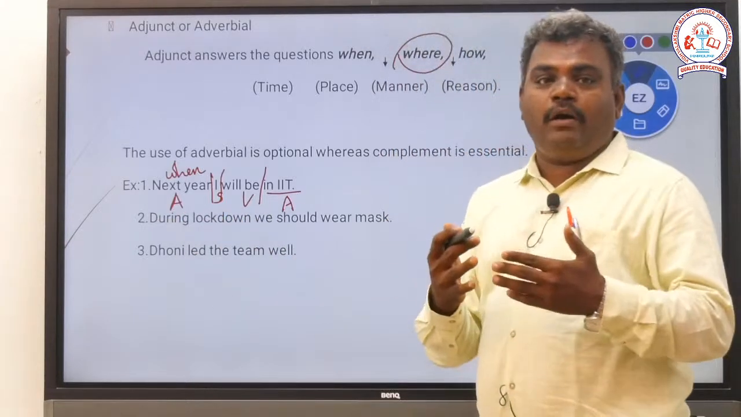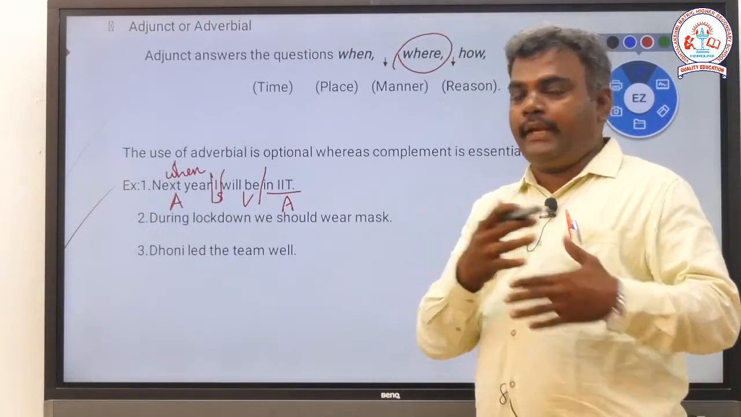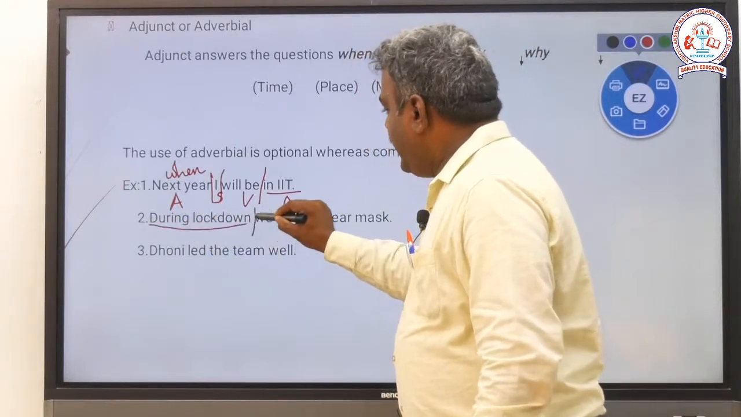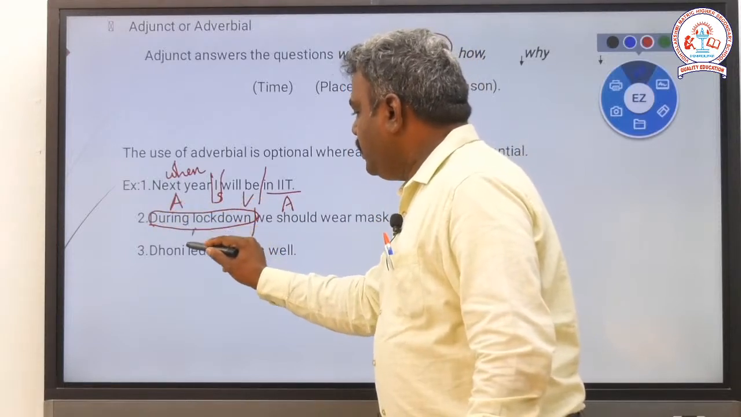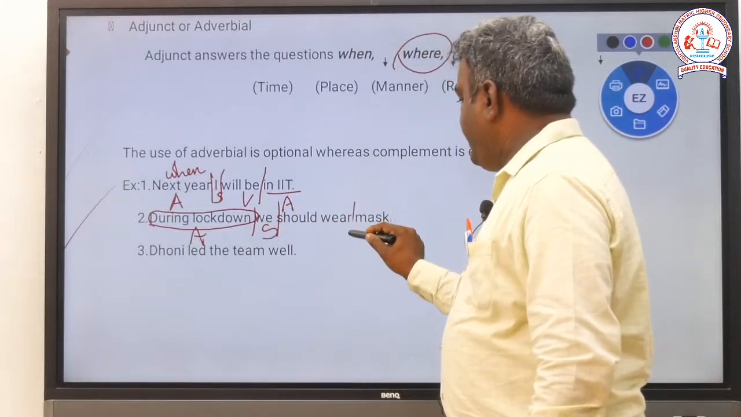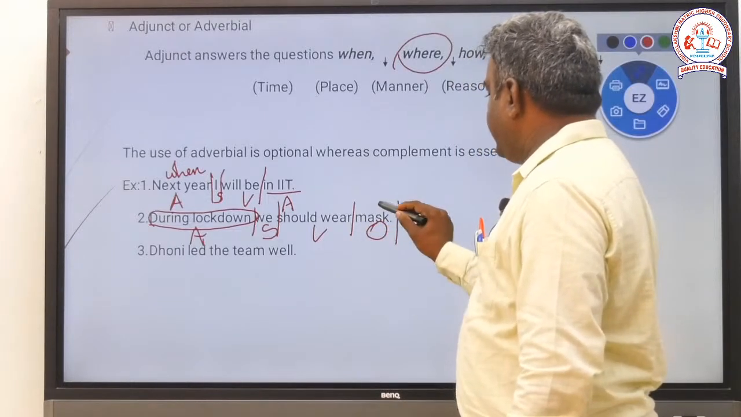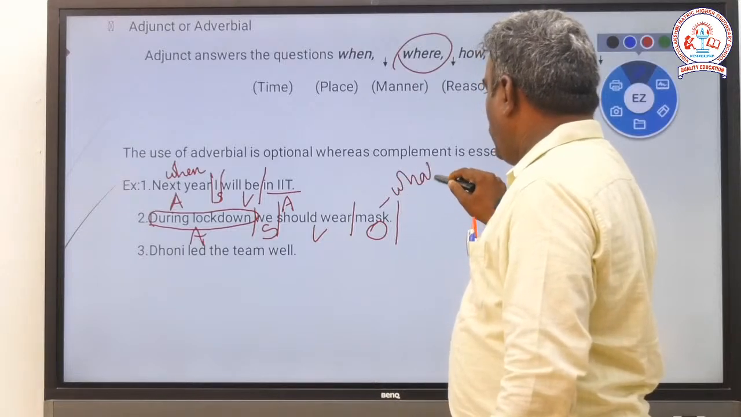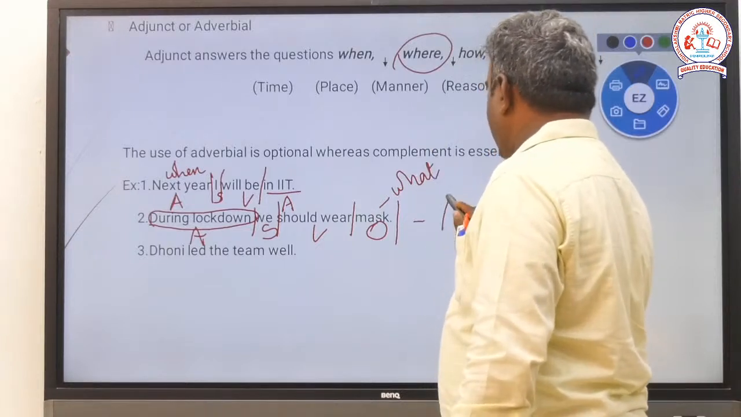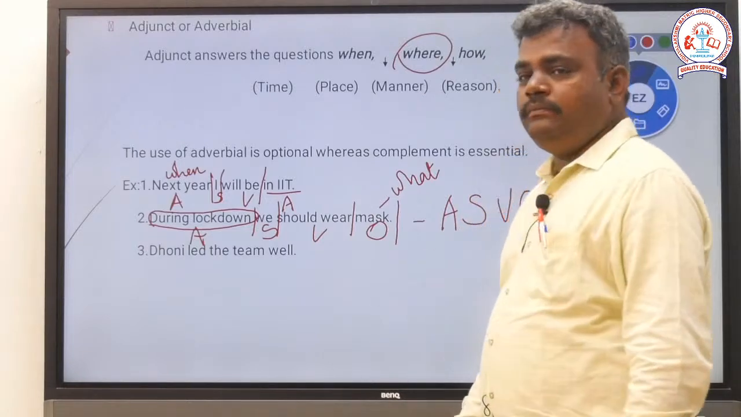Next thing is, because we are in a difficult situation, the lockdown, pandemic period, we are not allowed to move here and there. During lockdown, this is time. So this is A. We, subject, should wear, verb, mask. What should we wear? Mask. It answers the question what. So the pattern is A, S, V, O. Very simple.